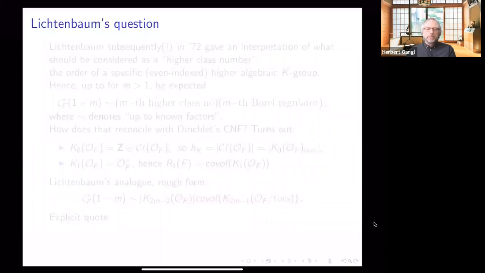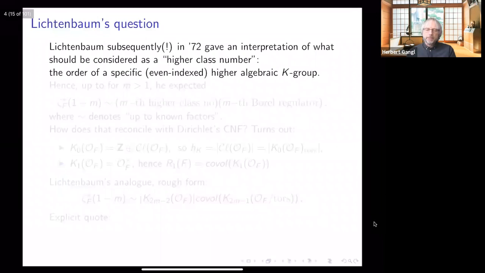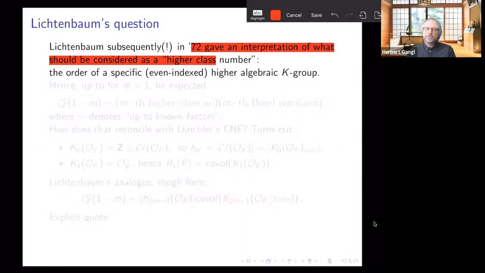And a more precise version was given by Lichtenbaum, and he actually asked whether this can be refined. So this already was recorded in 72, so even before Borel's work was published, but he actually relied on insight of Borel, and this was in the Proceedings volume.